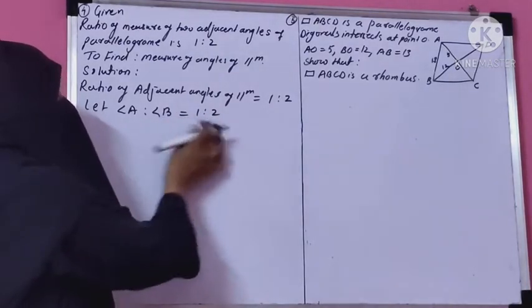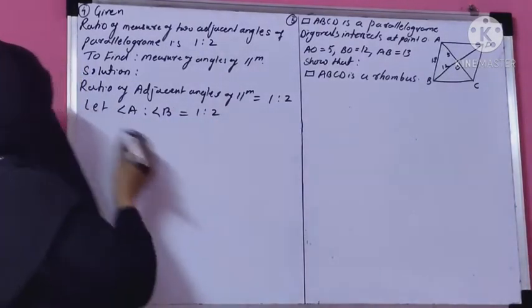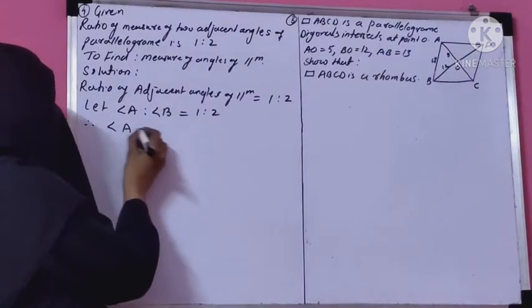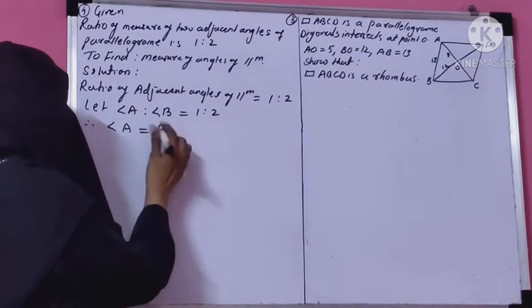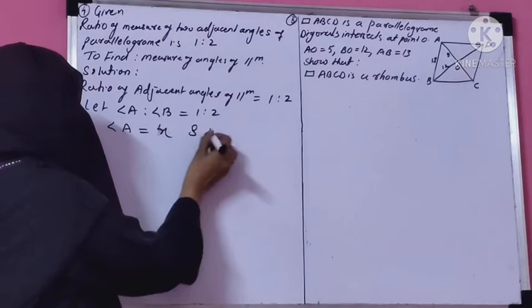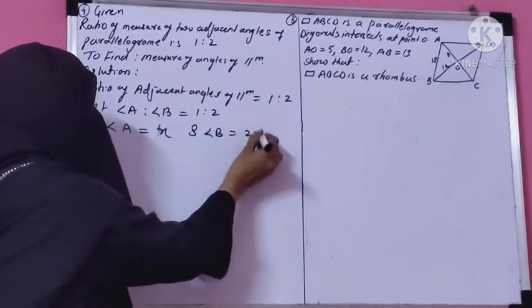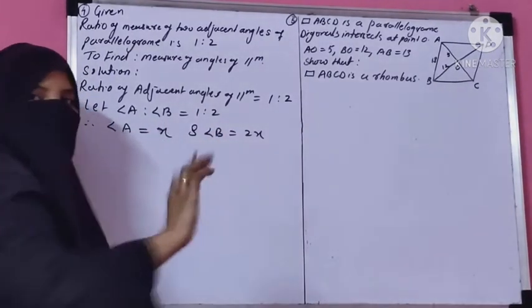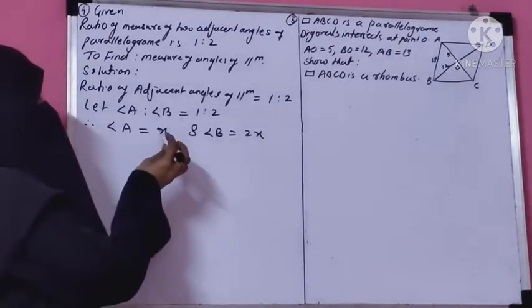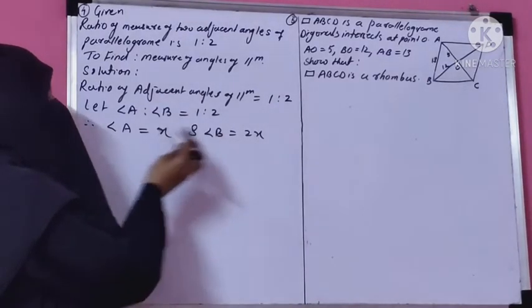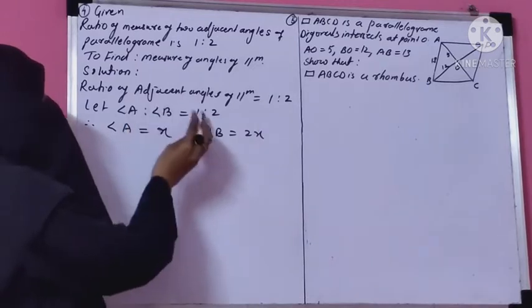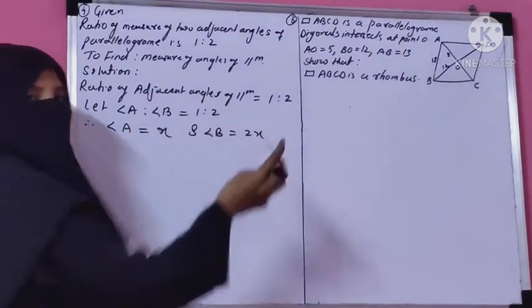Okay. Now to separate from the ratio, we have to take a common multiple. So angle A is 1x, that means x, and angle B is 2x. So I take x as a common multiple. So angle A is 1x and angle B is 2x.